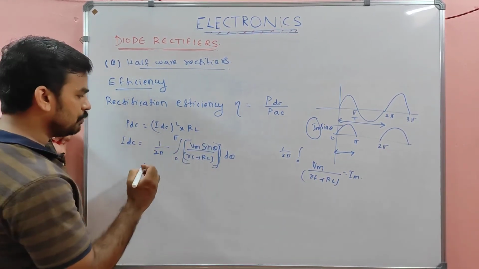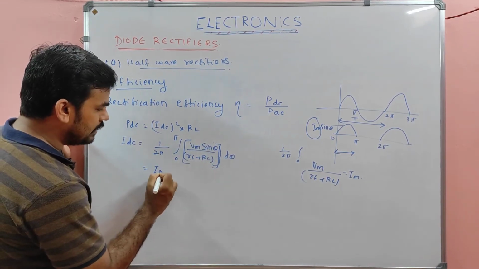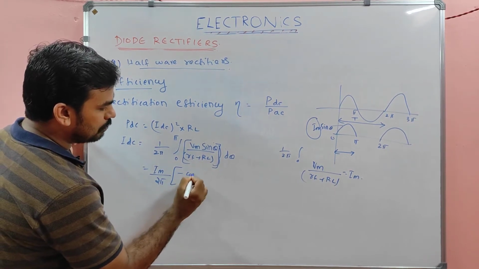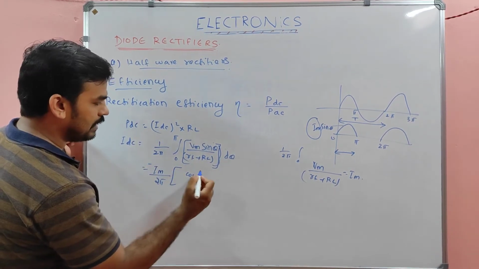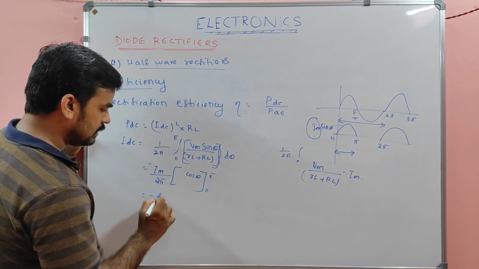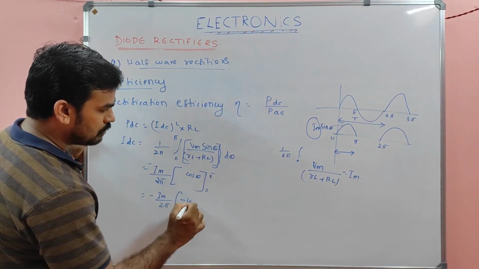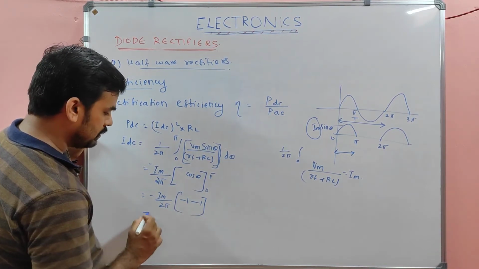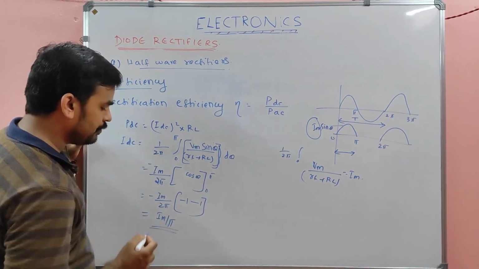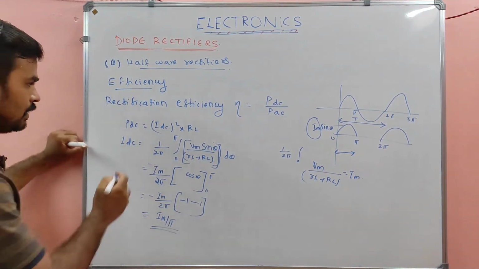Now let us solve it. Vm divided by Rf plus RL, I will simply take as Im. So Im by 2 pi, there will not be any change. The integral of sin theta is minus cos theta. Taking the minus outside, from 0 to pi, it is minus Im by 2 pi times minus 1 minus 1. The minus and minus get cancelled, giving simply Im by pi. That is nothing but the IDC. So what will be PDC now?